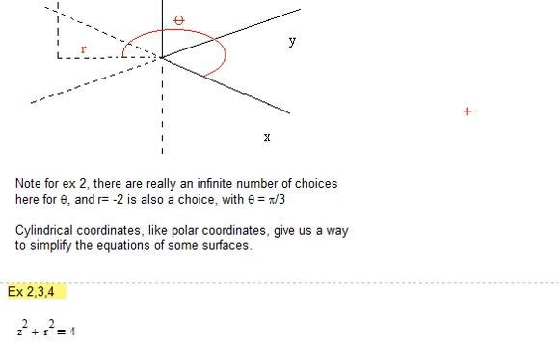So these next couple examples give us ways to write in cylindrical coordinates equations that turn out to be somewhat simple. Are we ready to go?